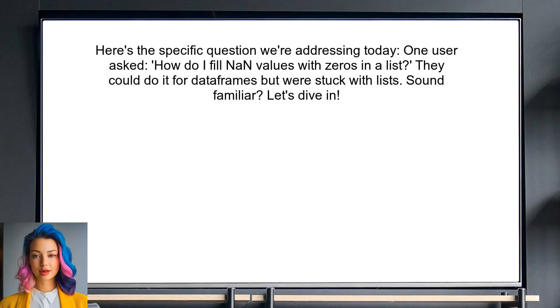Here's the specific question we're addressing today. One user asked, how do I fill the NaN values with zeros in a list? They mentioned they could do it for data frames, but were stuck when it came to lists. Sound familiar? Let's dive into this and find a solution.